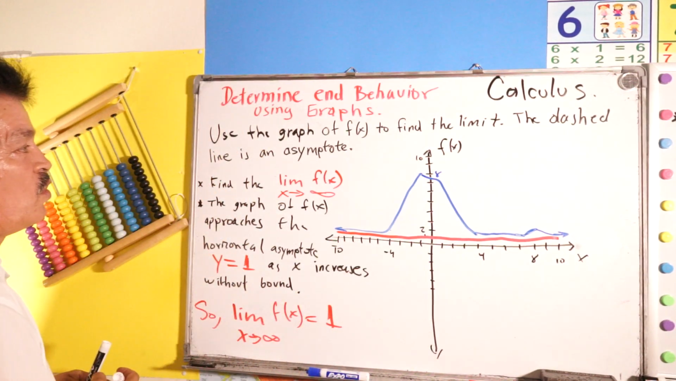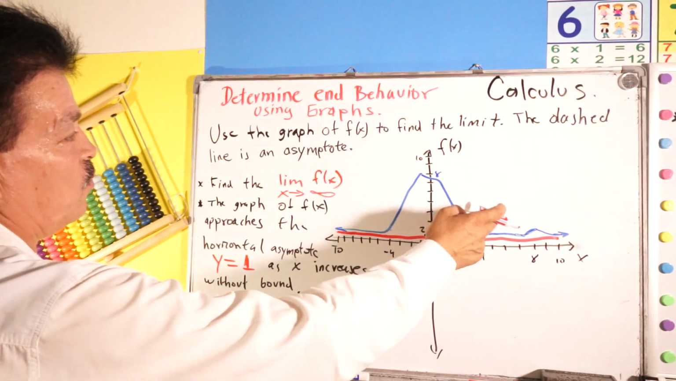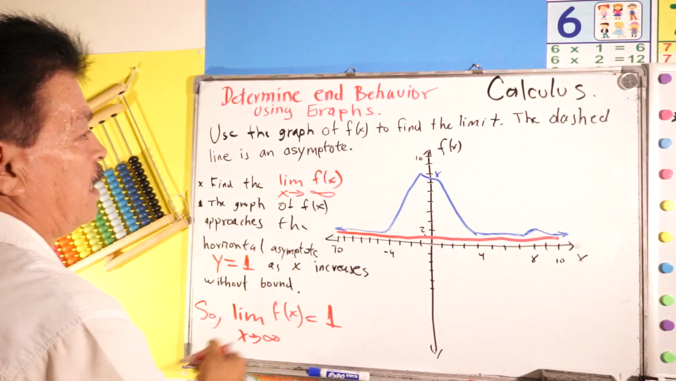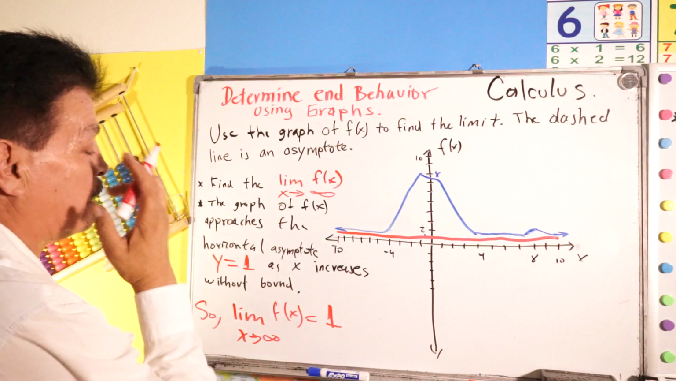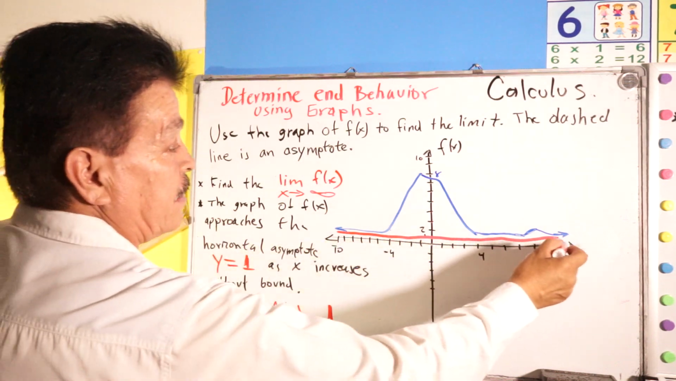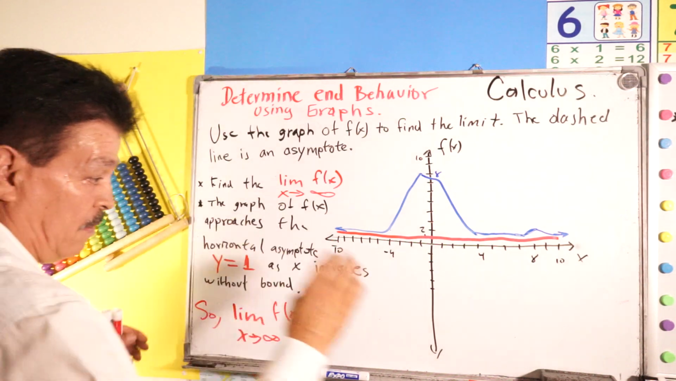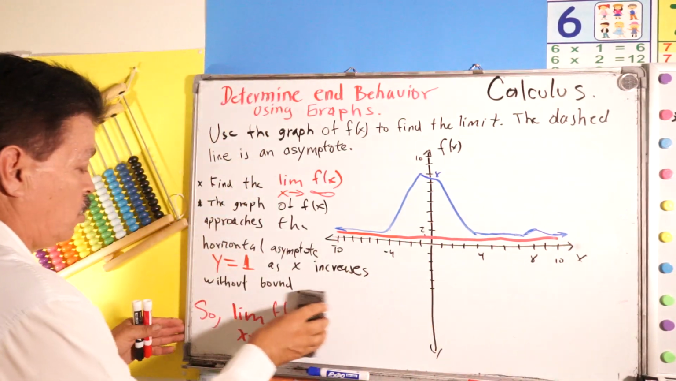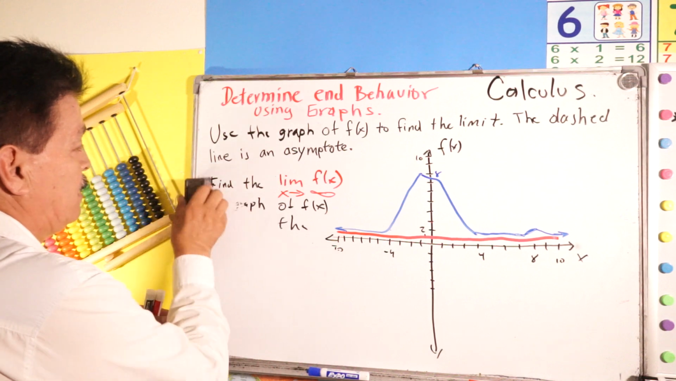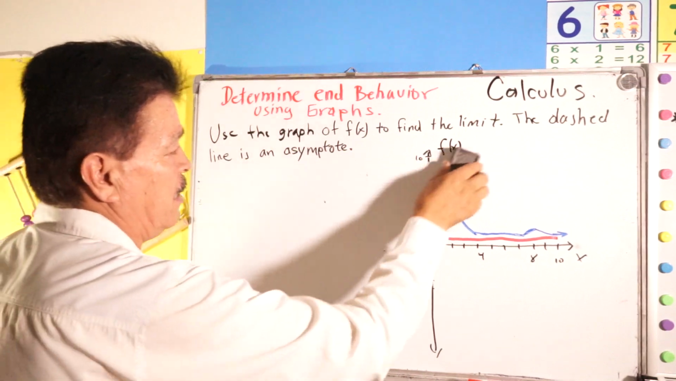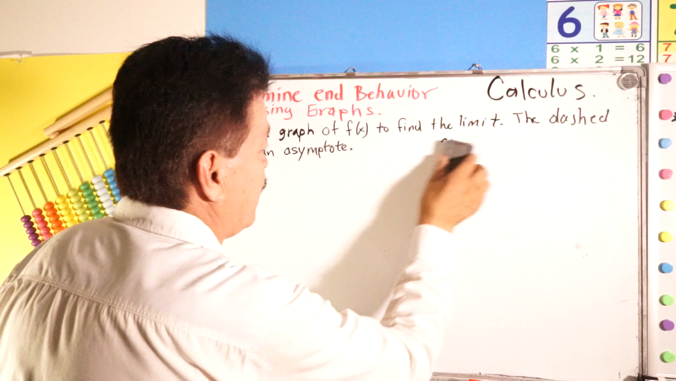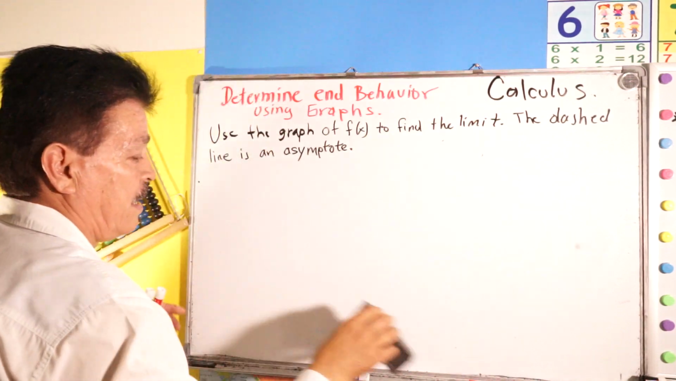This is the solution. So we use the graph of f of x to find the limit. The dashed line is an asymptote, that means this line is asymptotic, right? This is the solution of our problem. Let me show you another problem, with a different graph.